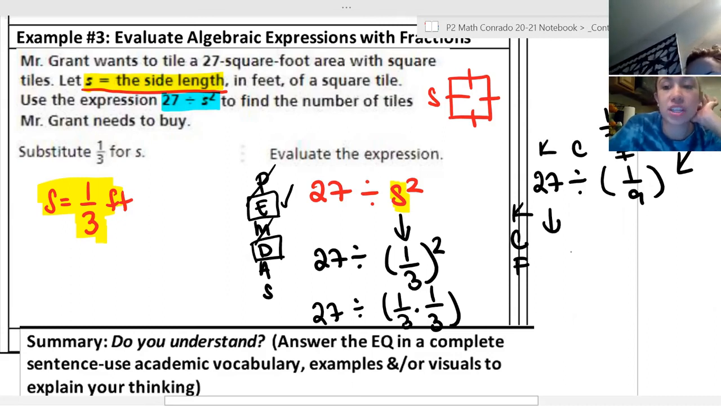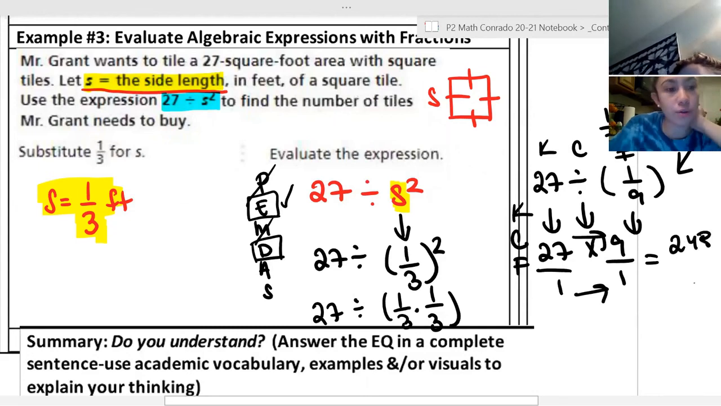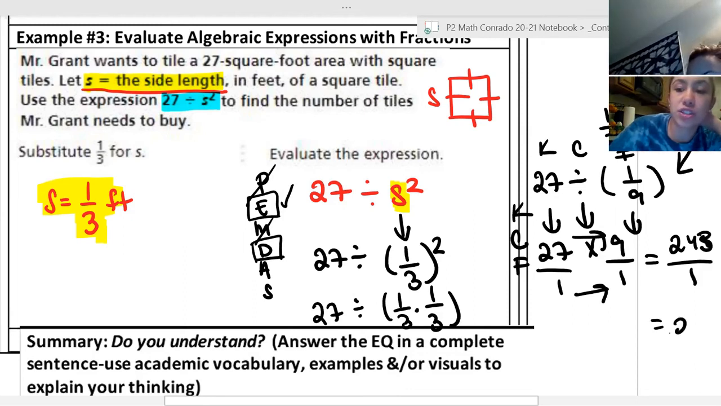We're going to change division to multiplication, and we're going to flip 1/9 to 9/1. And now we can just multiply straight across. 27 times 9 is 243 over 1, and we know that this is equivalent to just 243 as a whole number.